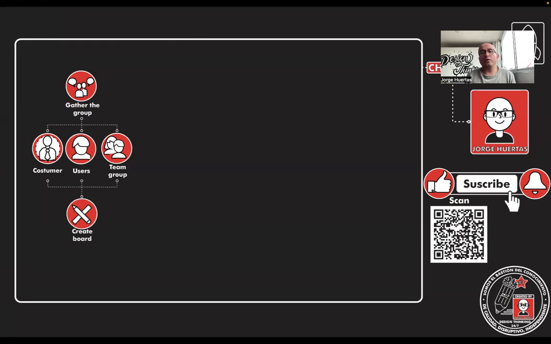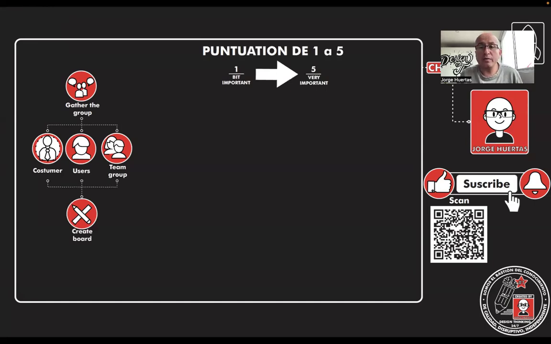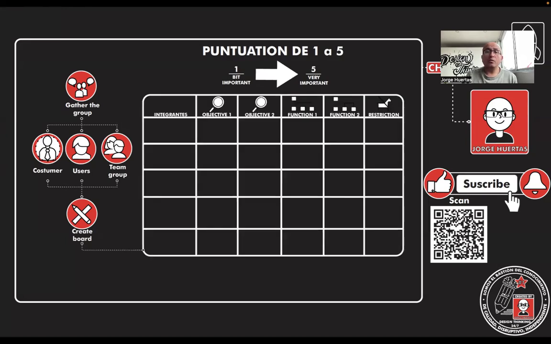And then you are going to create a board. This board is going to have the following characteristics. The first thing is the punctuation. When you give a 1 to one of these characteristics, it means that it is a bit important, it is not too important. But if you give a 5, it means that it is very important.